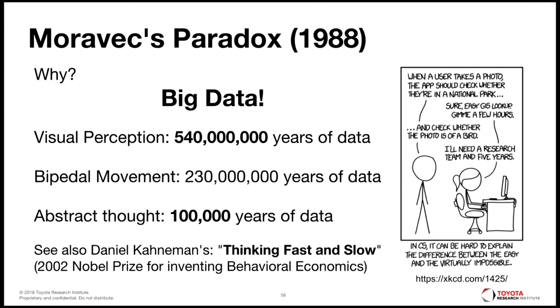Again, there's an XKCD for everything. So there's an XKCD for this one, which says, when a user takes a photo, so I guess that's the manager and that's an employee, or that's a VP and that's, I don't know, a rockstar product manager or something. When a user takes a photo, the app should check whether they're in a national park. So sure, easy, just look up, give me a few hours. And check whether the photo is of a bird. I'll need a research team and 5 years. And in CS, it can be hard to explain the difference between the easy and the virtually impossible.